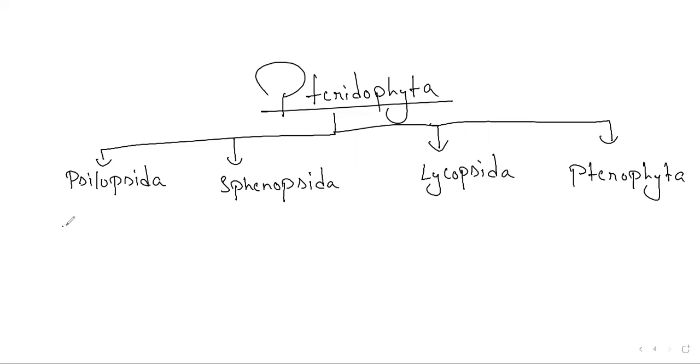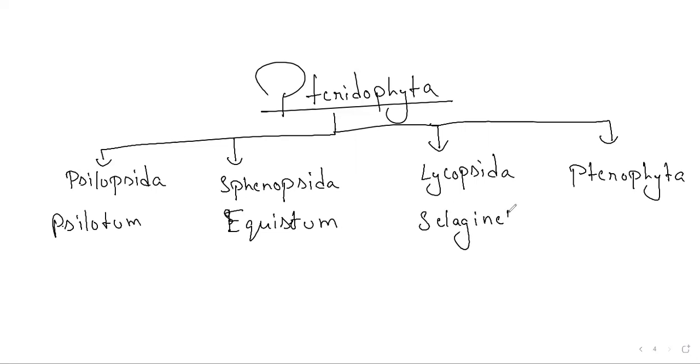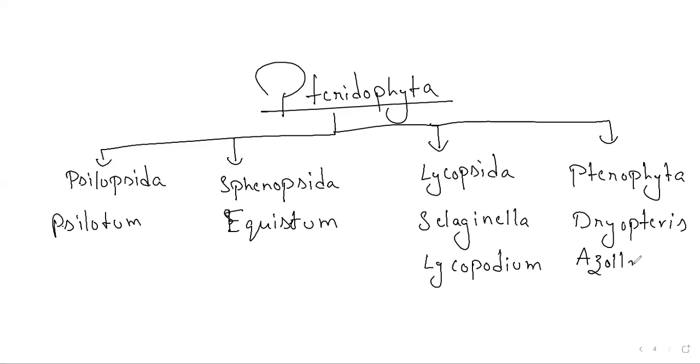For Psilopsida, it is Psilotum. And for Sphenopsida, we have Equisetum. And for Lycopsida you have Selaginella and Lycopodium, and for Pterophyta we have Dryopteris, Azolla, and we have Salvinia, okay.